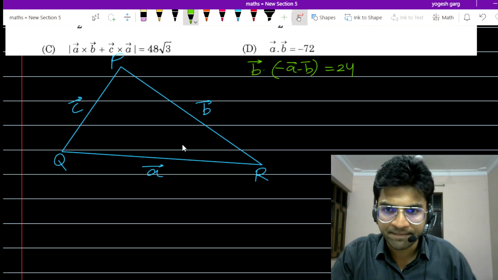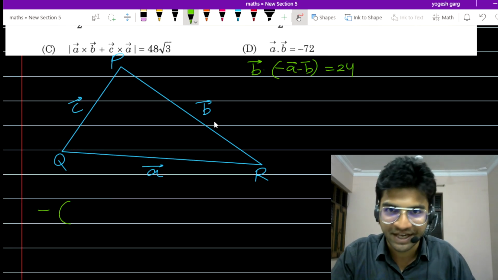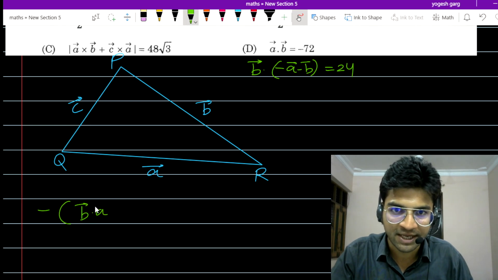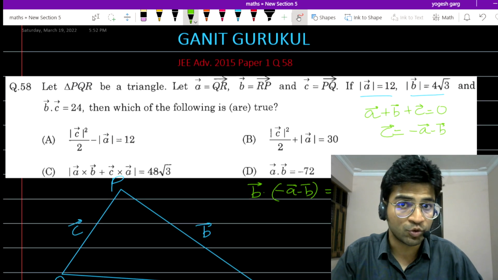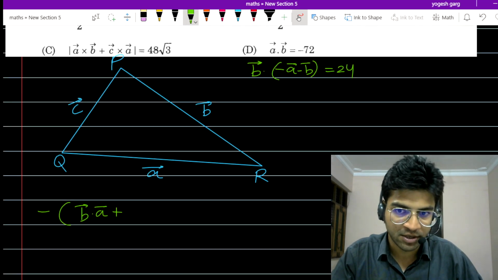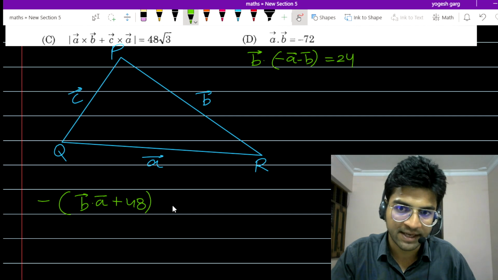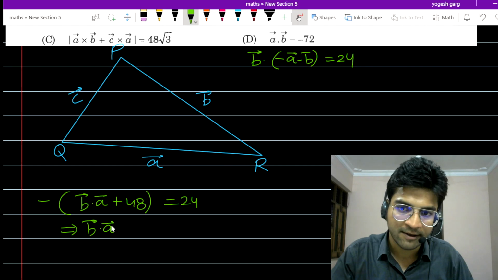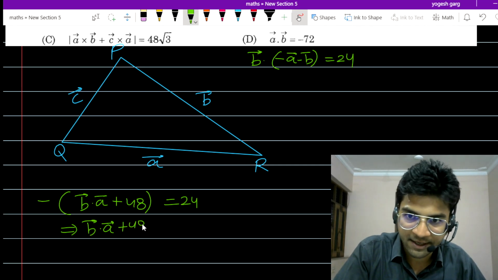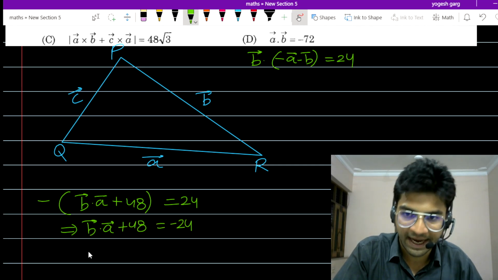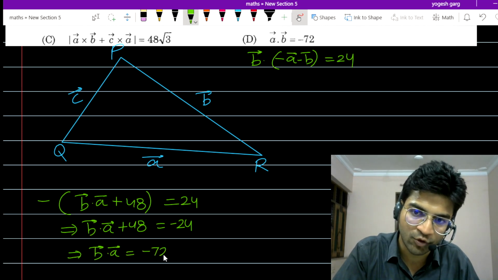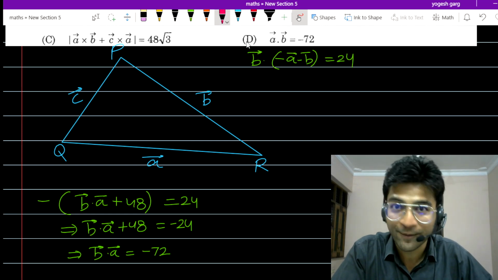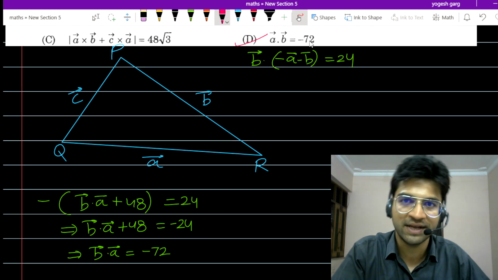So take minus 1 common. So you have minus B dot A plus B dot B, that will be mod B square. Now mod B is 4 root 3, its square will be 16 times 3, 48. So minus B dot A plus 48 is equal to 24, and from this we can write B dot A is equal to minus 72. And yes, D option, that is only A dot B is equal to minus 72.